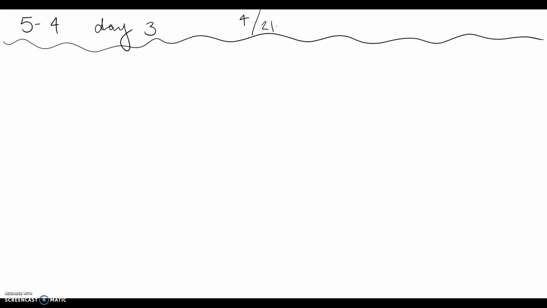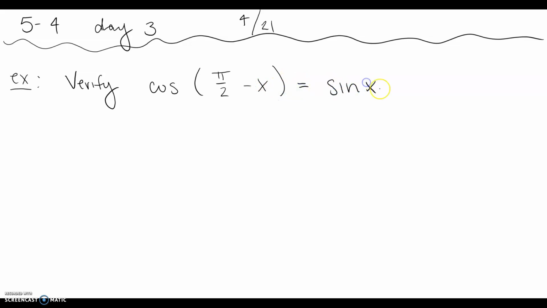Okay, so today's video is going to actually be pretty short. It's going to be one example together and then a you try. So first example, we're going to verify cosine of pi over 2 minus x equals sine of x.